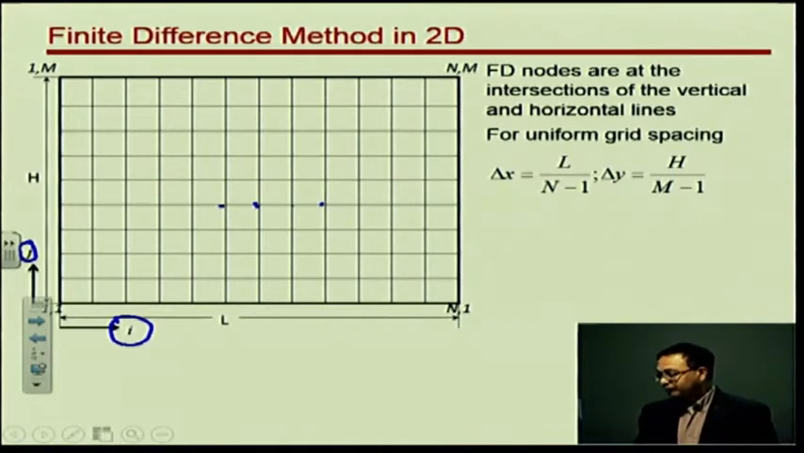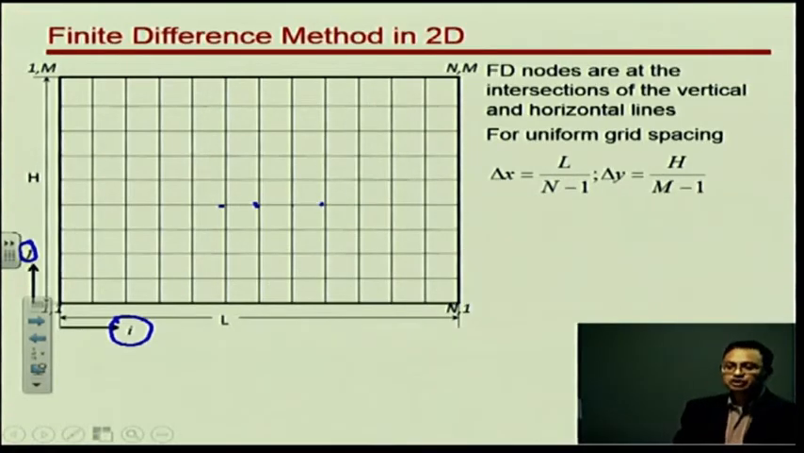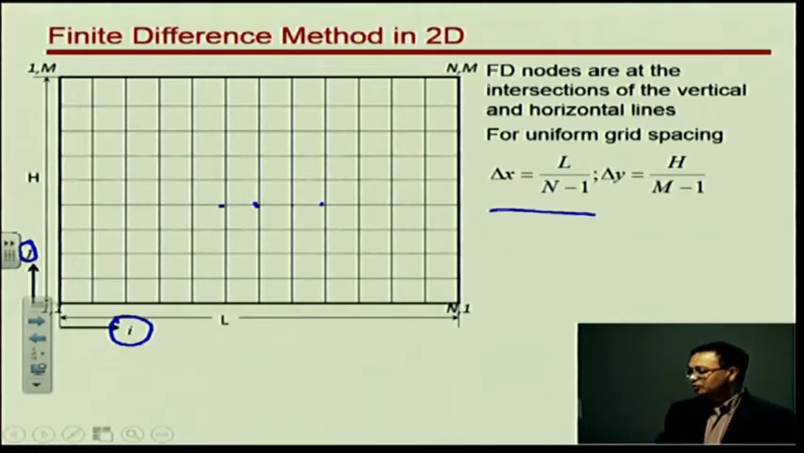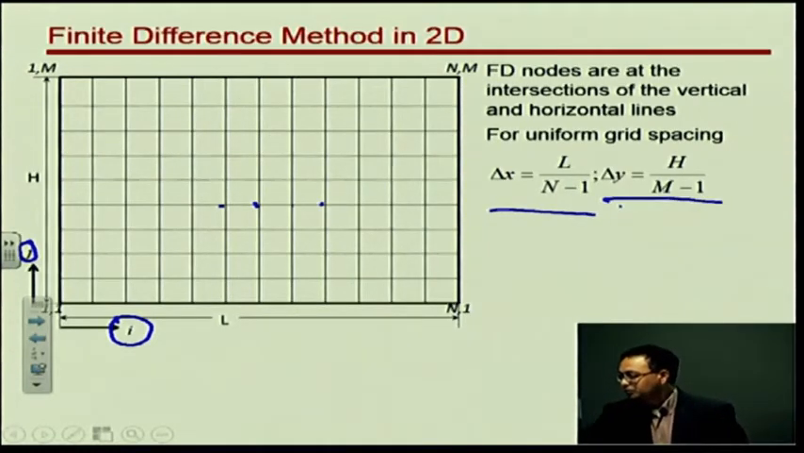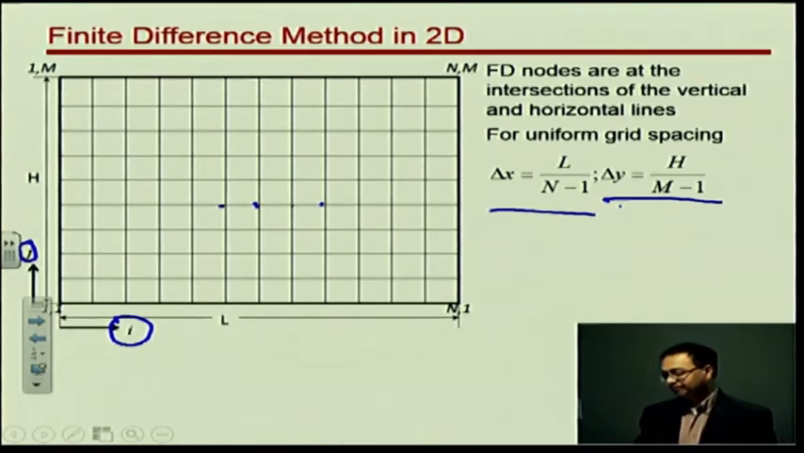Following what we did for 1D, we had delta x. Again, we are using equal spacing of the mesh so that our derivation stays simple enough. We had delta x equal to L over n minus 1. Now we have delta y equal to h divided by m minus 1, because we have m minus 1 spacings in the vertical direction.